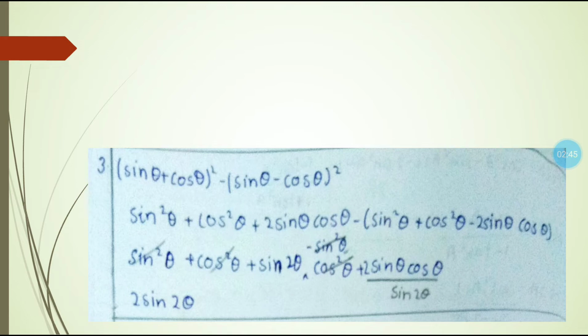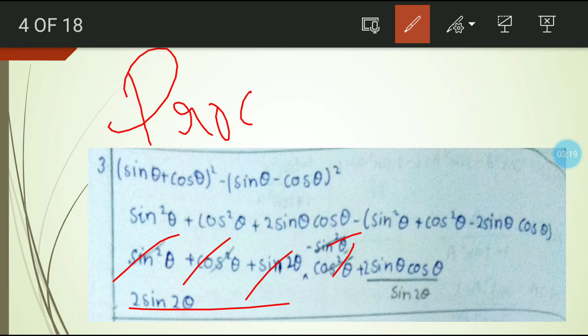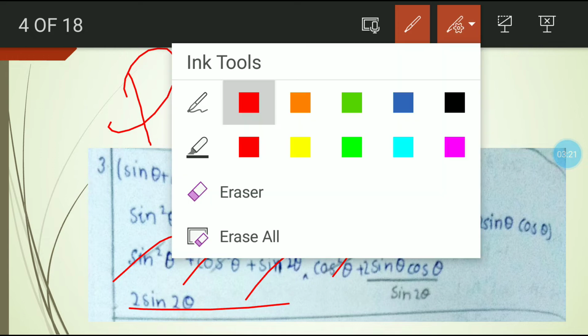Show that (sine theta plus cos theta) squared minus (sine theta minus cos theta) squared is equal to 2 sine 2 theta. Here it will be sine square theta plus cos square theta plus 2 sine theta cos theta, minus sine square theta plus cos square theta minus 2 sine theta cos theta. If we substitute, we cancel here, then it will be 2 sine 2 theta as we proved. Here it's proved. Okay.